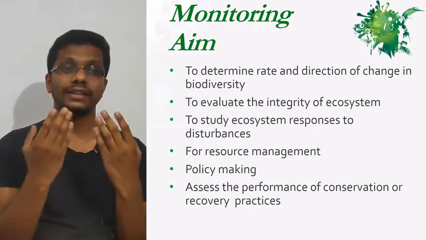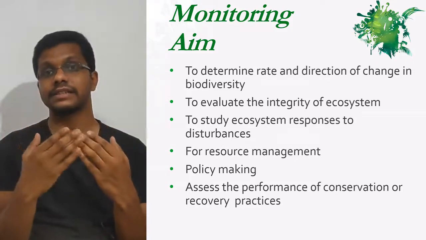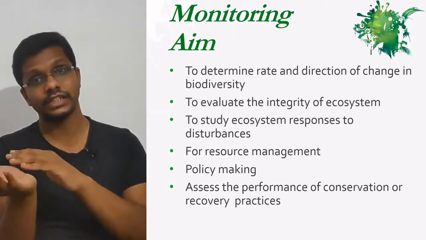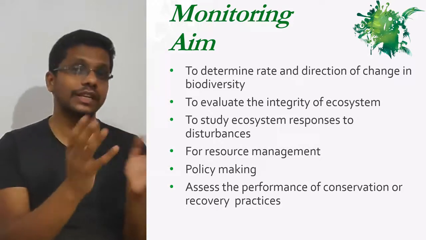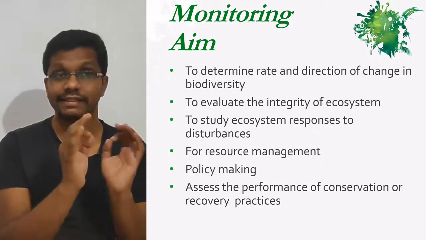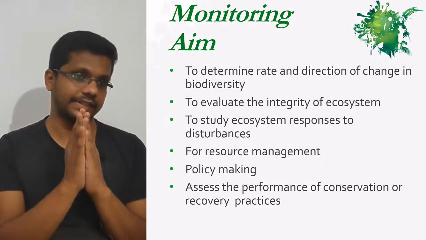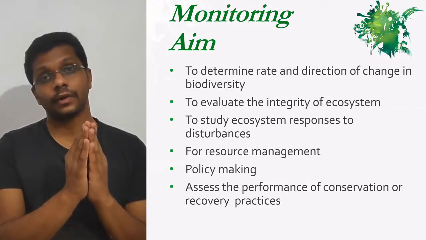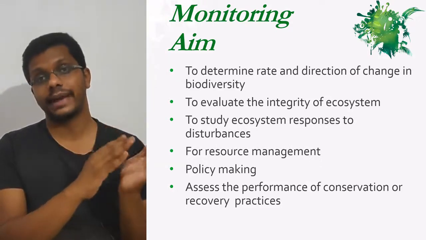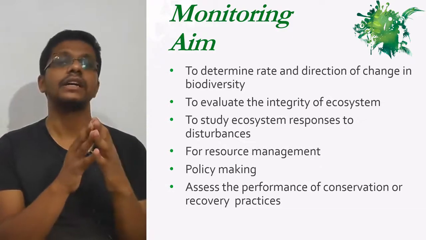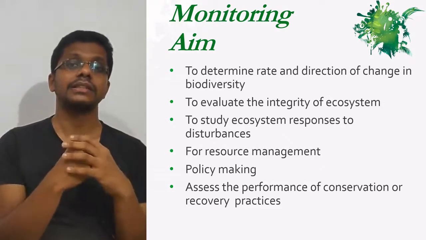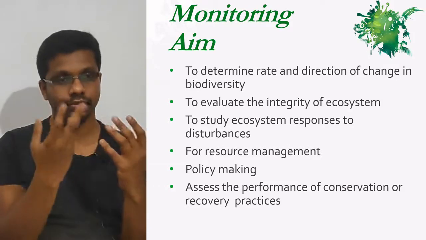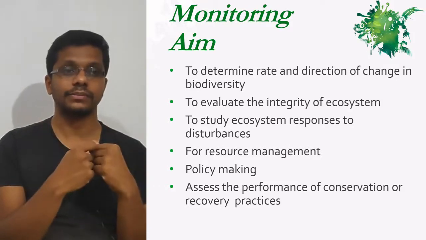We want to know at what rate biodiversity is increasing or decreasing. So we want to know the rate and the direction, whether it is positive or negative. So we want to study all this. So the first aim is to study the rate and direction of change in biodiversity. Secondly, to evaluate the integrity of an ecosystem: how affected it is, how man-made activities are affecting the ecosystem, how global climate changes are affecting it. So we want to study the integrity of the ecosystem.